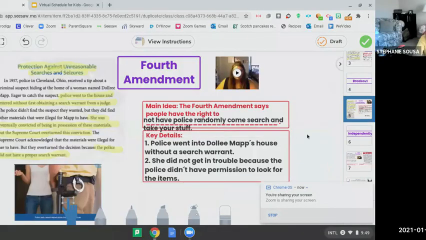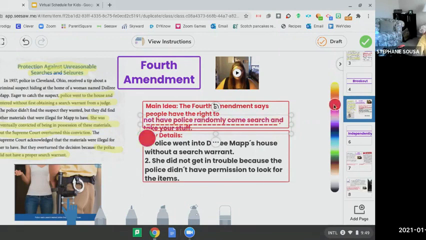Okay, welcome back with your group. Hopefully you had time to finish that slide. It should have said something like this. Police do not have the right to come randomly search and take your stuff, okay? That is the main idea of the Fourth Amendment.